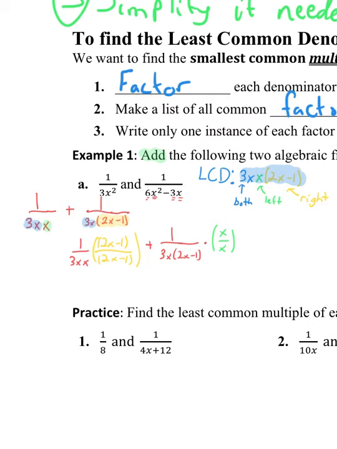And on the left side, we'll see that we have a 2x minus 1 times 1, so that just becomes 2x minus 1 over 3xx times 2x minus 1. That's perfect. And on the right side, we're going to see 1 times x, that's x over 3xx times 2x minus 1. Okay, now we have that common denominator.